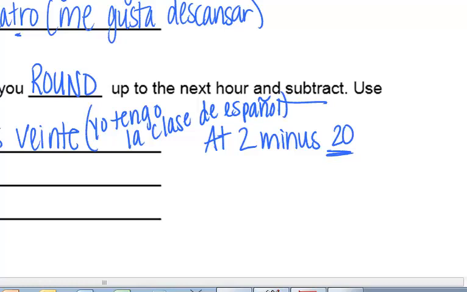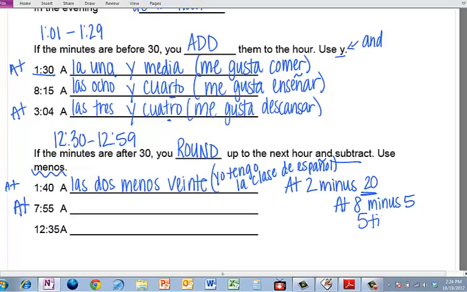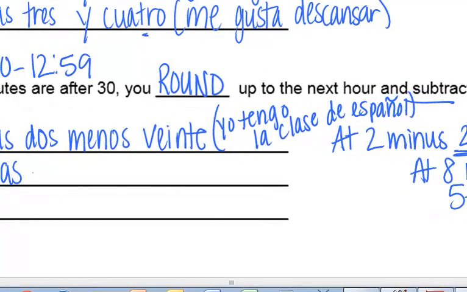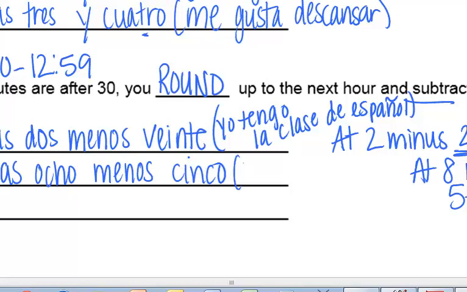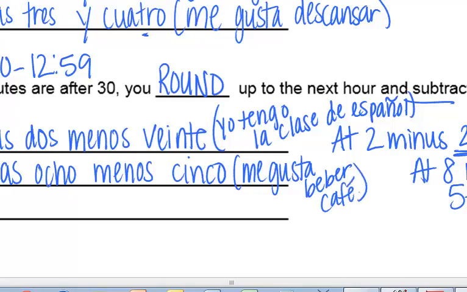7:55. So at 7:55 or at 8 minus 5. Or your mom and dad or your grandma and grandpa might say it's 5 to 8 or 5 till. That's what they mean when they're saying that. A las, and we're going to round up, a las 8 menos 5. So at 7:55 or a las 8 menos 5, me gusta beber café. I like to drink coffee.